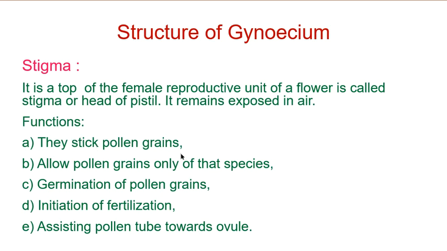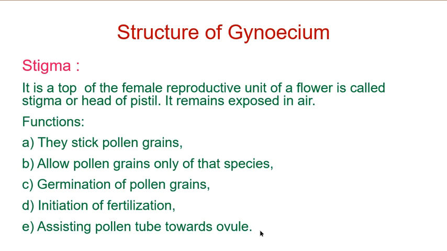They stick pollen grains onto them. They allow pollen grains only of that species, meaning only the pollen grains of the particular species can enter the flower. Germination of pollen grains: the pollen grains will germinate, then they can fuse with the egg cell. Initiation of fertilization is through stigma. Initiation means starting of fertilization.